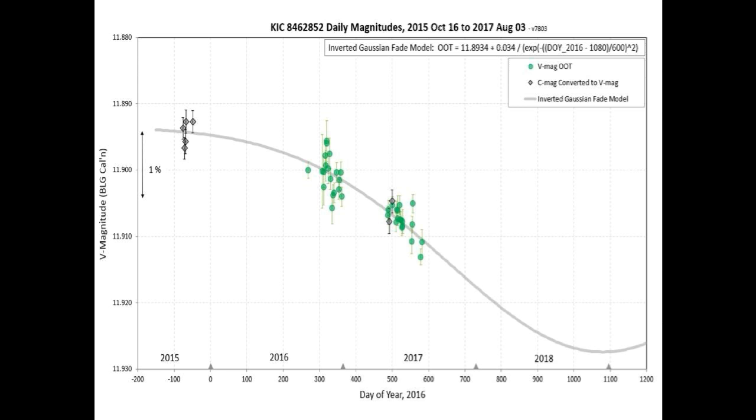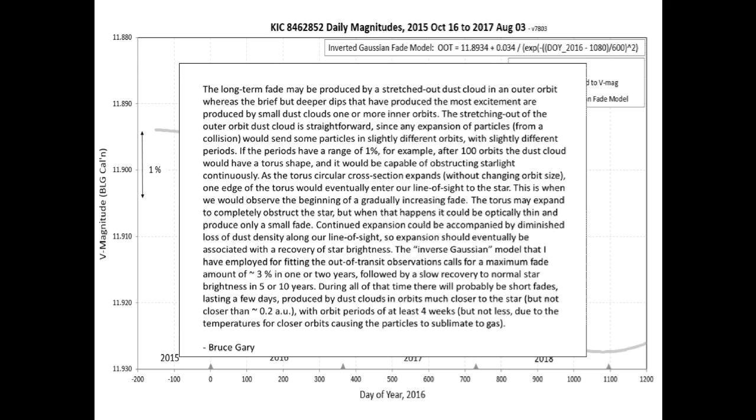And Bruce states, "The long-term fade may be produced by a stretched out dust cloud in an outer orbit, whereas the brief but deeper dips that have produced the most excitement are produced by small dust clouds, one or more inner orbits. The stretching out of the outer orbit dust cloud is straightforward, since any expansion of particles from a collision would send some particles in slightly different orbits with slightly different periods.